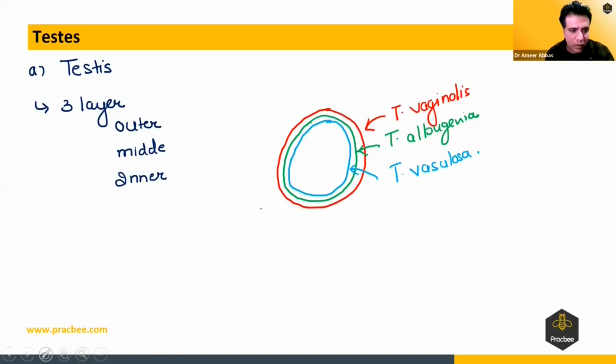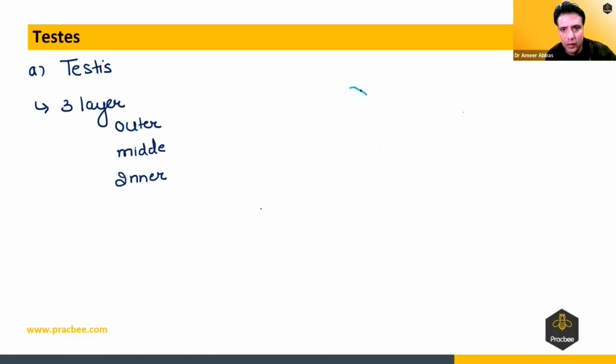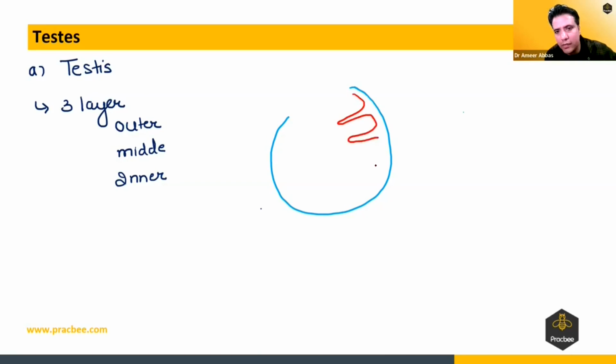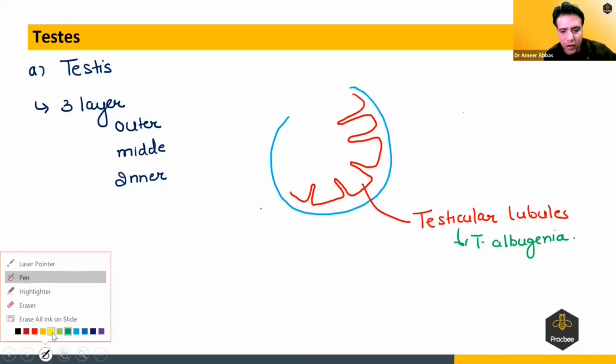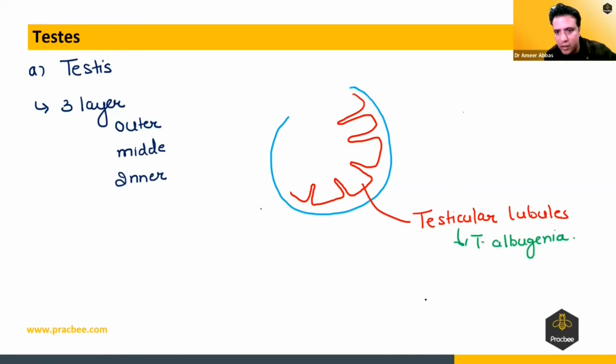Now I will draw these things. This is the outermost layer of the testis. Next to the tunica vaginalis, the tunica albuginea moves inwards and forms lobules, and these are known as testicular lobules. Which layer formed them? The tunica albuginea. So in each testis we find these compartments known as testicular lobules. They number about 250.